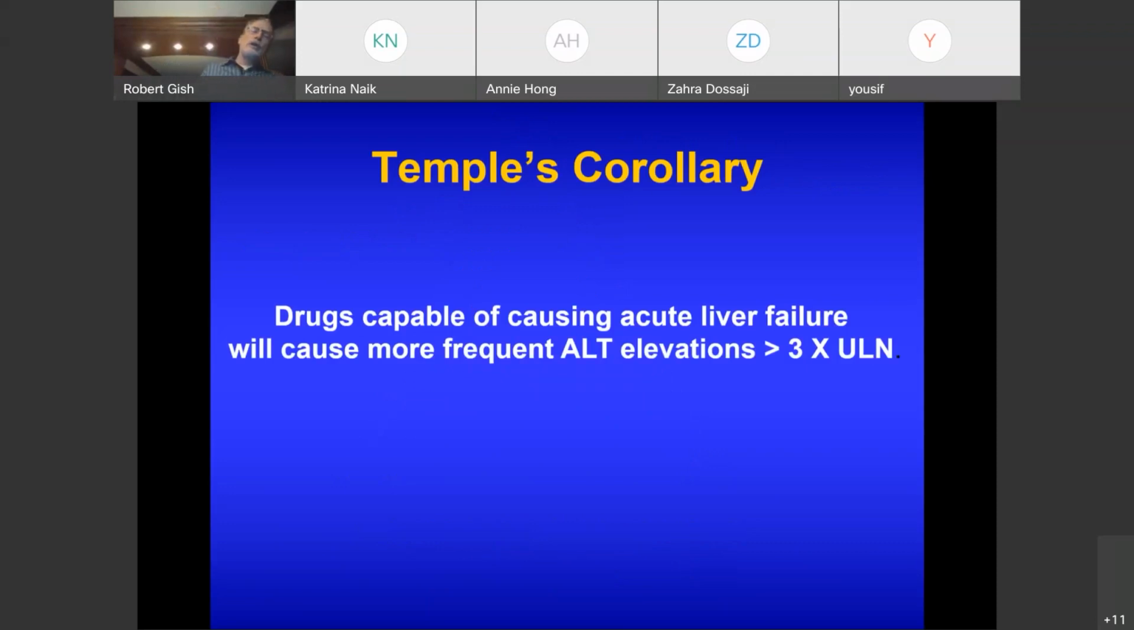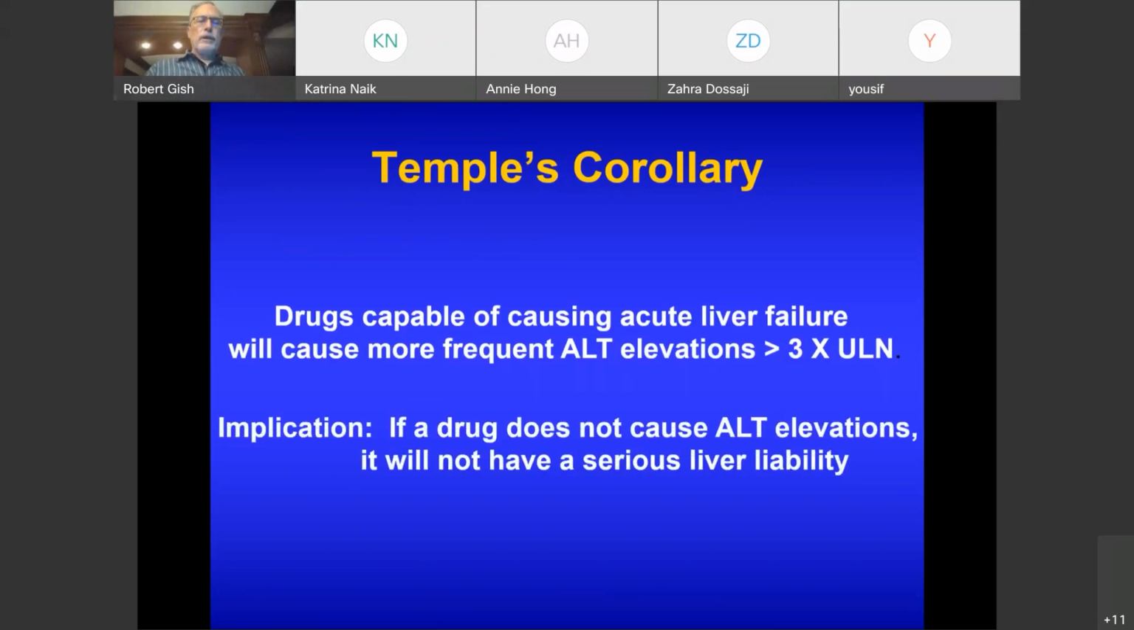There's a Temple's corollary to Hy's law, and this is where we talk about using the ALT alone to stop a drug development. It does not cause ALT elevation. It does not have a liver liability.